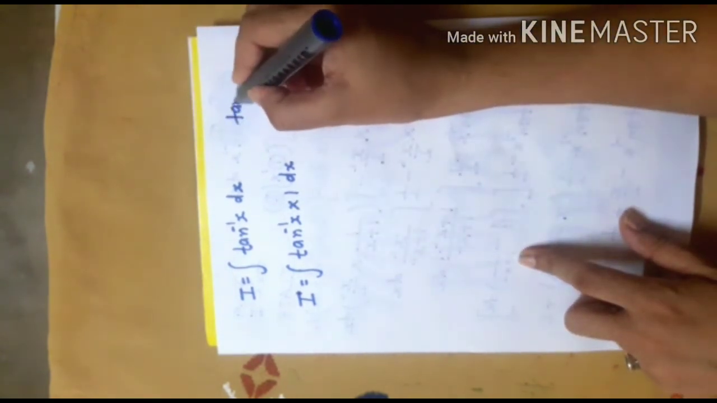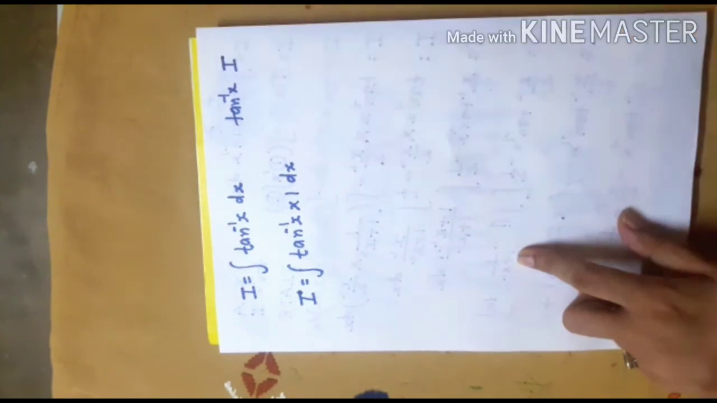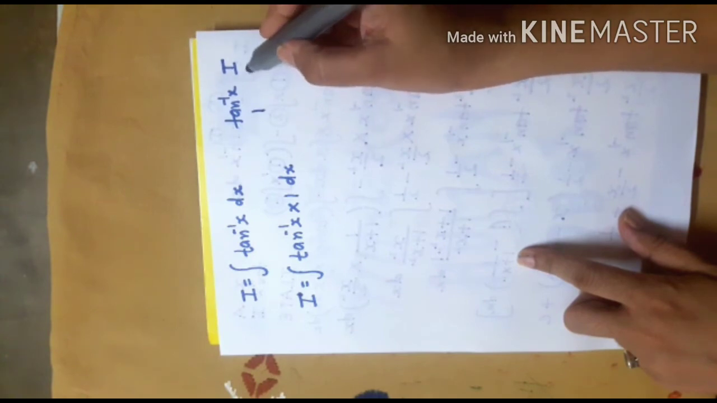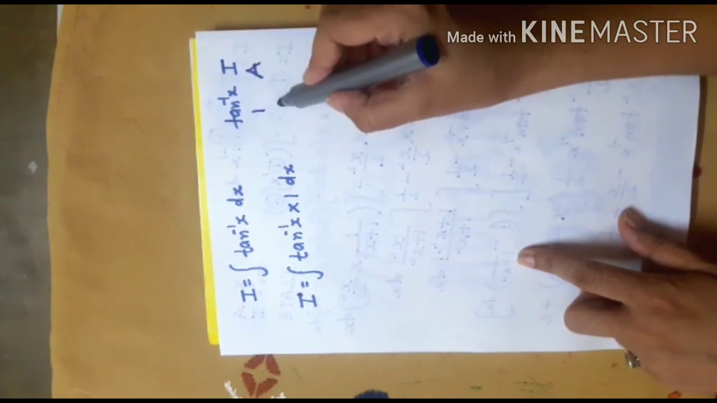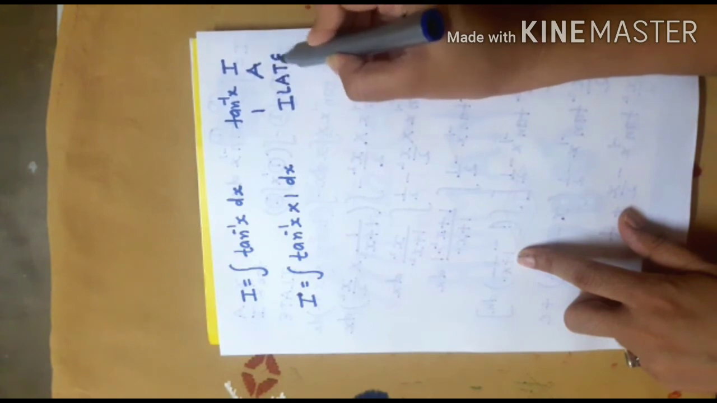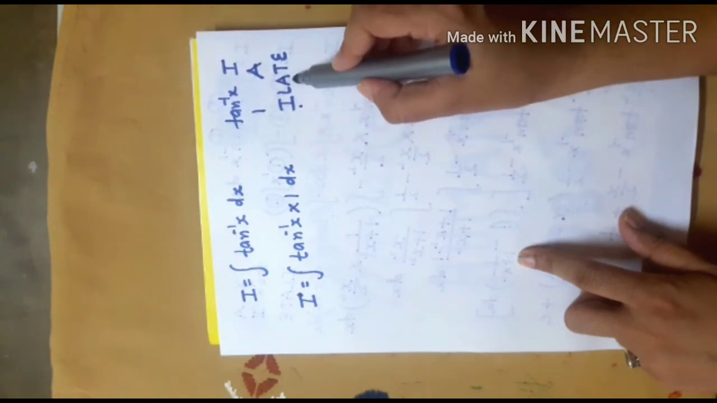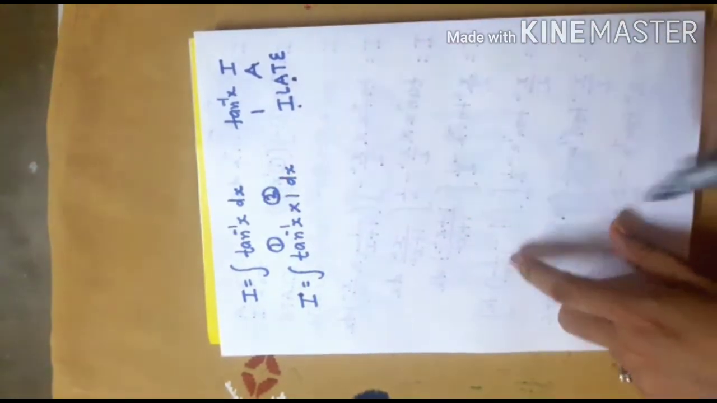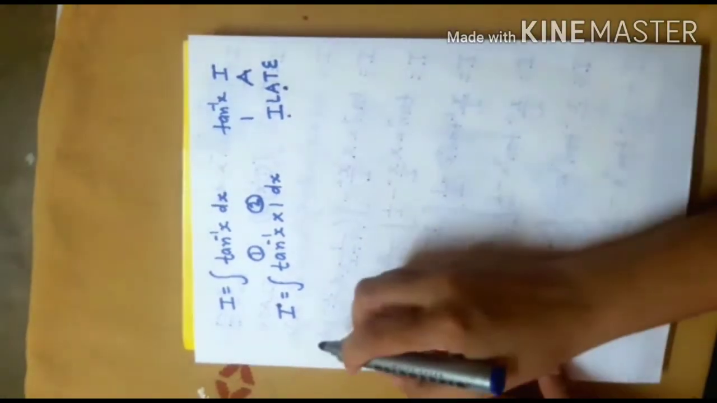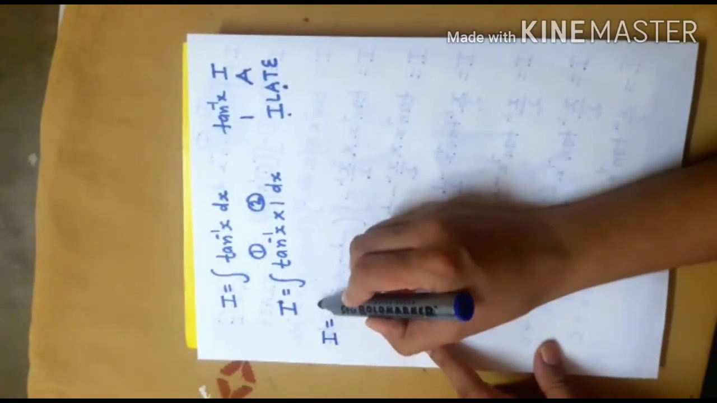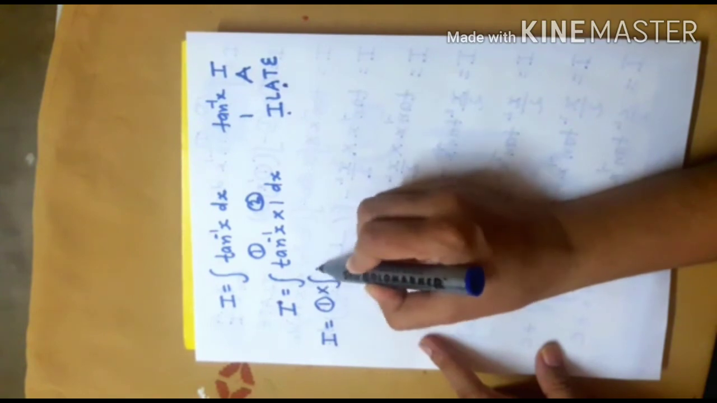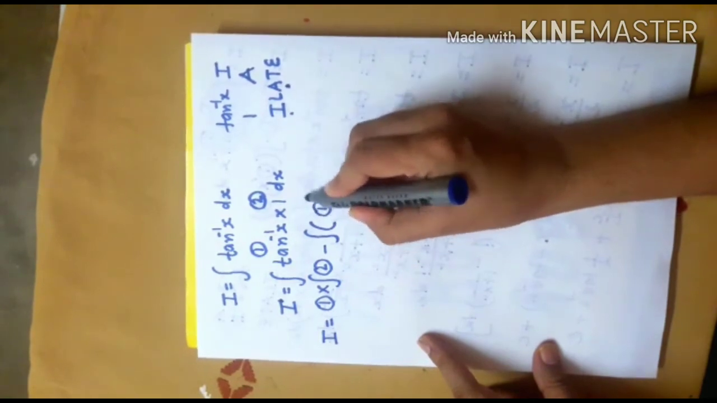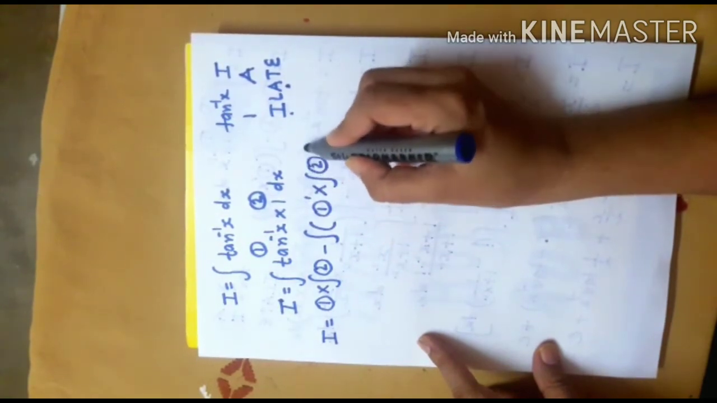Now, tan inverse x is an inverse trigonometric function denoted with I, and 1 is a constant polynomial, that is the algebraic function. Now in ILATE, I comes before A. So I, that is tan inverse x, will be the first function and this will be the second function. Now I apply integration by parts. First function into integral of second minus integral of derivative of first into integral of second.